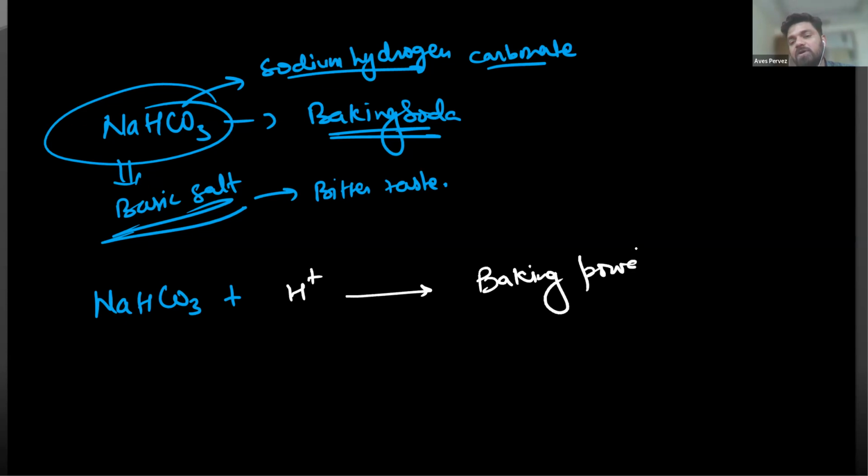What is the difference between baking soda and baking powder? The difference is that baking powder is the mixture of baking soda and some edible acids. So we can write a definition here: what is baking powder?